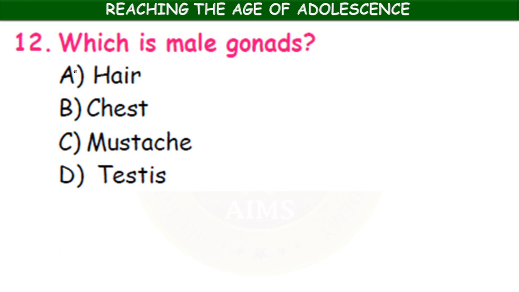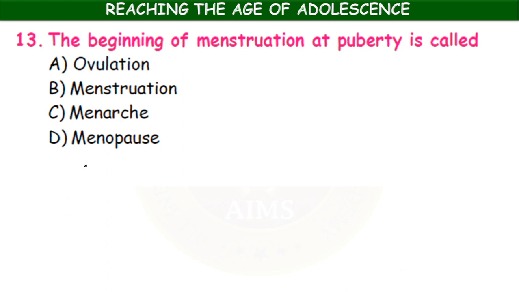Which is the male gonad? Hair, chest, mustache, testis. Testis is the male gonad which produces the spermatozoa. The beginning of the menstruation at puberty is called ovulation, menstruation, menarche, menopause. It is the menarche. The first menstruation is called menarche.